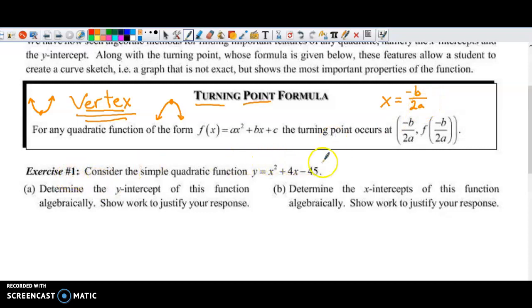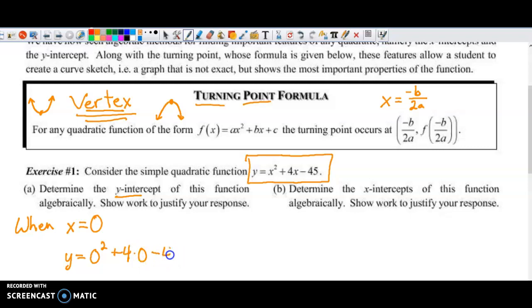So in exercise 1, we have this equation, and they ask you to, first of all, find the y-intercept. As a reminder, the y-intercept is when x equals 0. That's kind of nice, because if you plug in 0 for all these x's, 0 squared is 0, 4 times 0 is 0, and 0 plus 0 minus 45 is clearly negative 45. So negative 45 is the y-intercept.